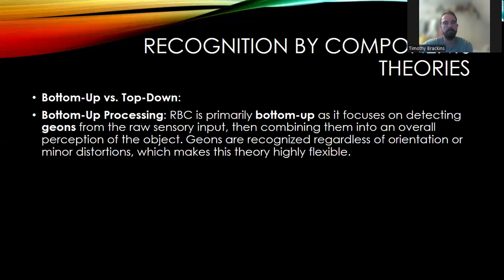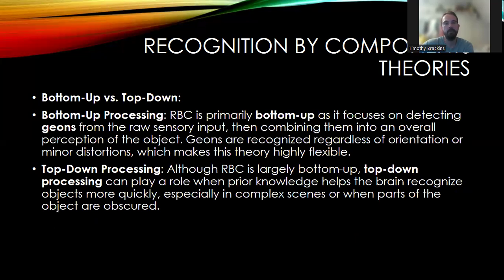So what is our bottom-up versus top-down? In RBC, well, as the others, it's primarily bottom-up because it's focusing on these geons and then combining them. And again, top-down processing is going to play a role. RBC doesn't really specify that role, but it must be playing a role in identifying things faster when we don't have enough geons to build it up. We're going to be using top-down processing.